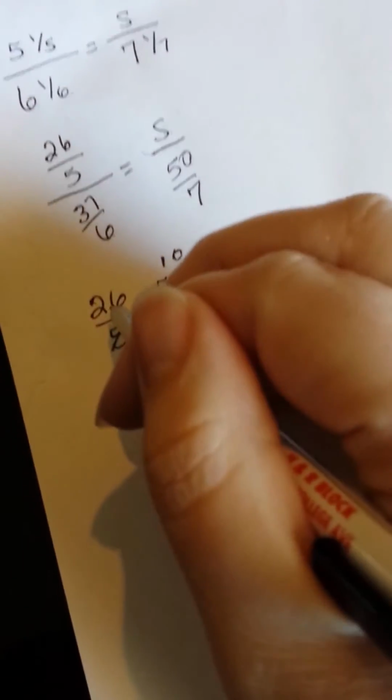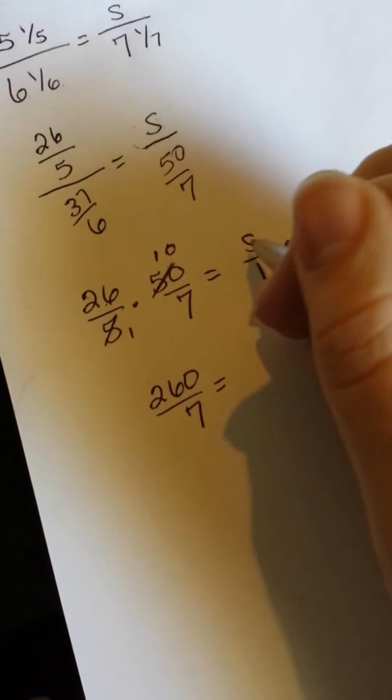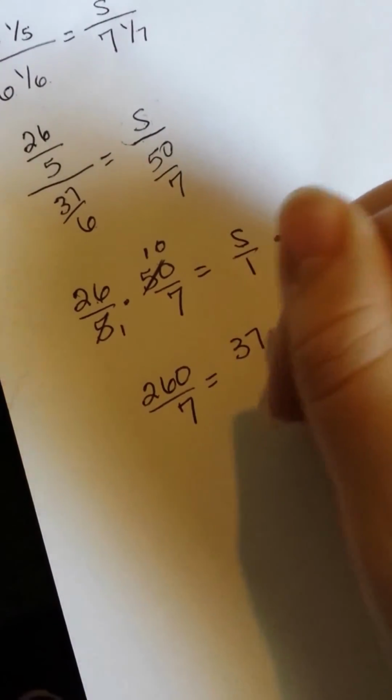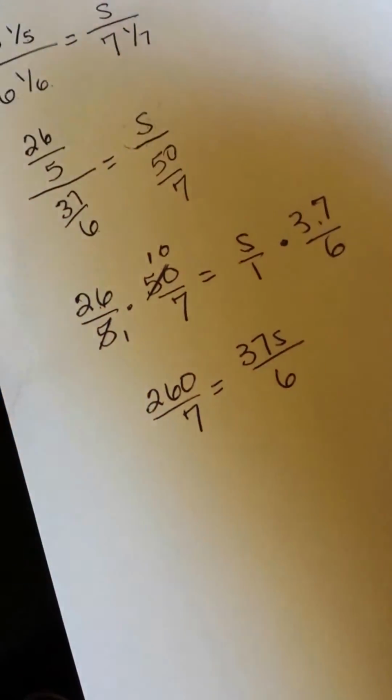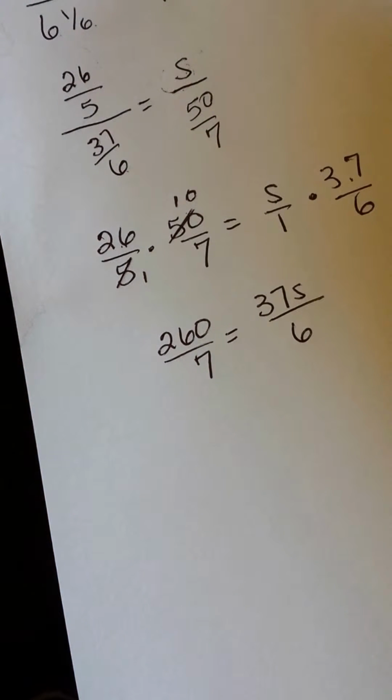So if I divide the denominator and numerator both by 5, this becomes 1 and a 10. So I'm going to do that first. And then I'm going to multiply. 26 times 10 is 260 over 7. And over on the right side, I have S times 37, so 37S over 6. So now I have these two fractions that are equal to each other.